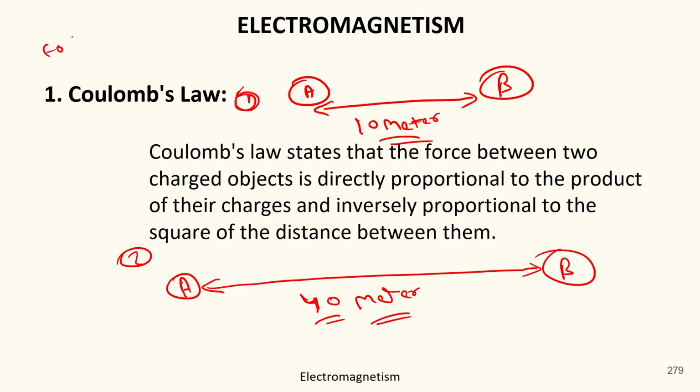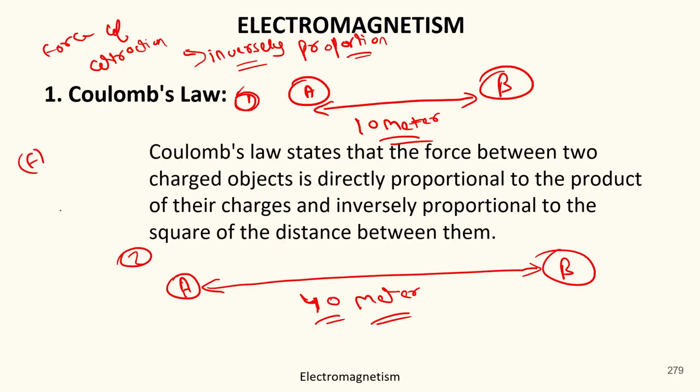Okay? Because the force of attraction between these particles is inversely proportional. If I represent the force of attraction by F and distance by D, you can say if D is higher, the force of attraction will be lower, or if D is lower, the force of attraction will be higher. Got it?